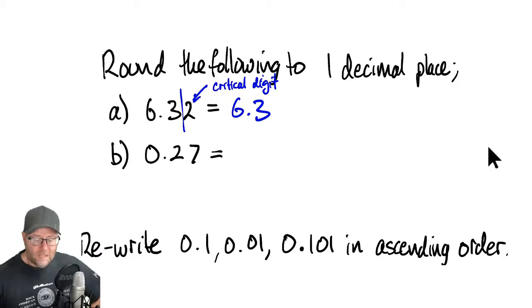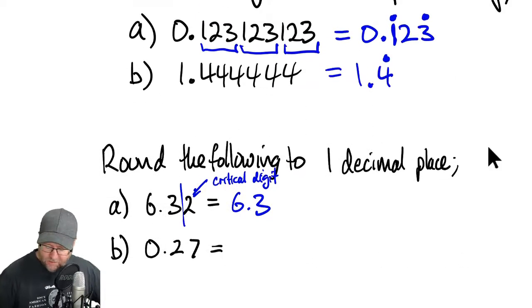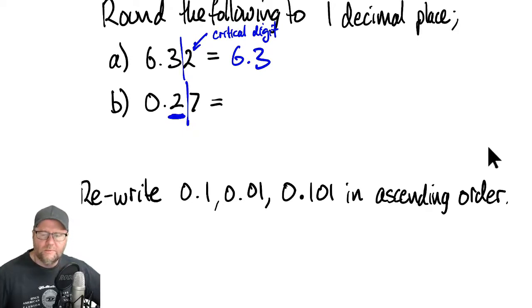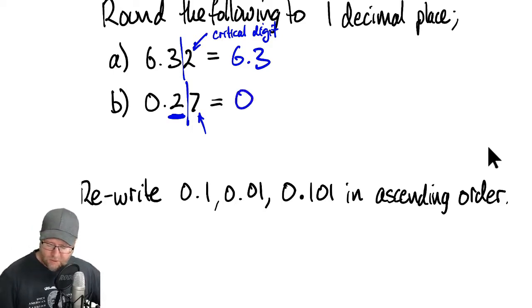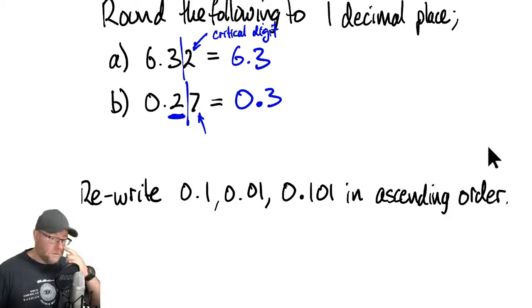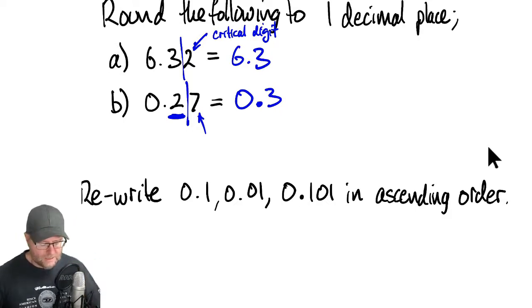6.3. But in the next one, I'm chopping it after 1 decimal place, so that's 1 number after the decimal, then I chop it. I look at the critical digit, in this case it's 7, which is 5 or more, so my 0.2 goes up 1 to 0.3. Both of those answers have 1 decimal place.